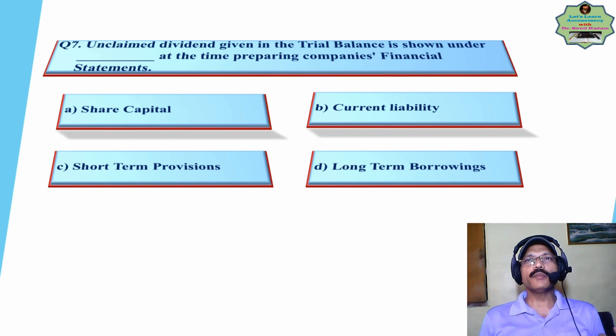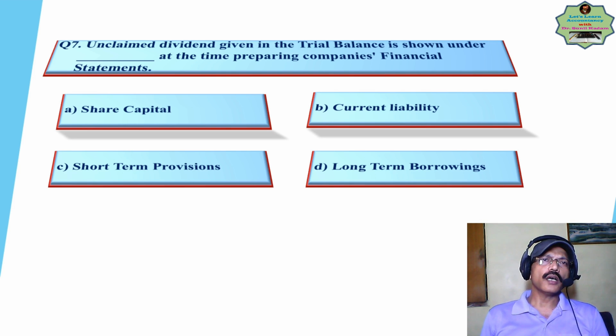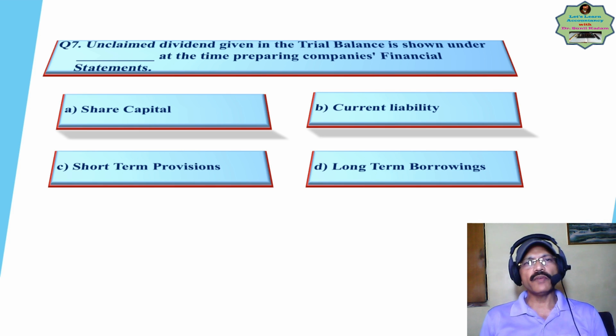Unclaimed dividend, which will be paid within the recent future, therefore it will be considered as a current liability. Share capital will be paid, but later on, it's long term. Whereas short-term provisions are all the provisions, but this is not a provision. And long-term borrowing will be paid over a longer period. Hence, the correct answer is current liability, which will be paid immediately after the balance sheet.